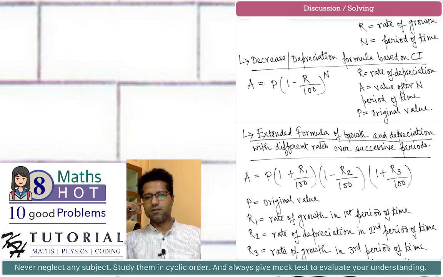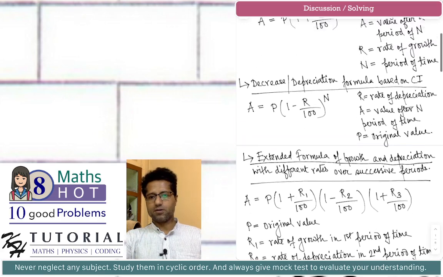So in the first period, the quantity is growing at the rate of R1. In the second period, the quantity is decreasing, that is depreciating at the rate of R2. And in the third period, the quantity is again growing at the rate of R3. Then the final value after 3 periods of time will be P multiplied by 1 plus R1 by 100, multiplied by 1 minus R2 by 100, multiplied by 1 plus R3 by 100, where P is the initial value of the quantity.